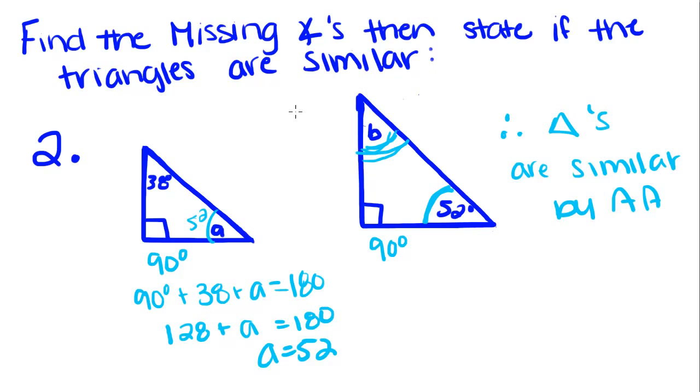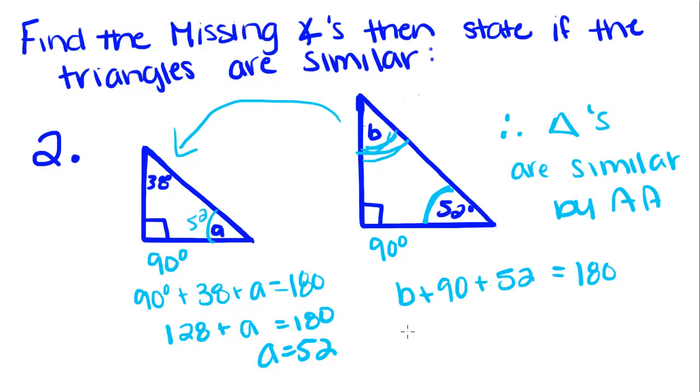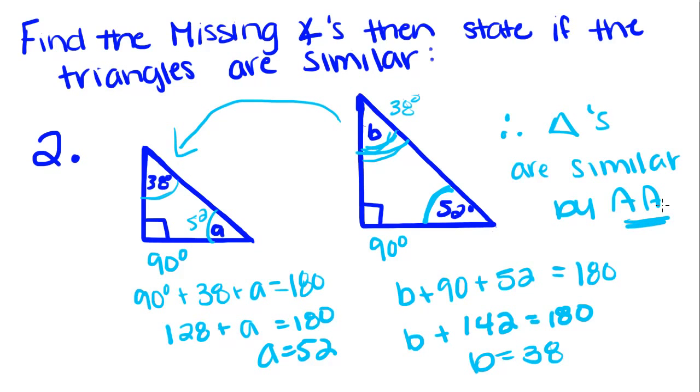because it should be congruent to this one. So B plus 90 plus 52 is equal to 180. B plus 142 equals 180. If you subtract this over, you get B equals 38. So these are also congruent. You don't have to know that to prove this. You just need two angles, but we just went ahead and checked them just for extra proof.